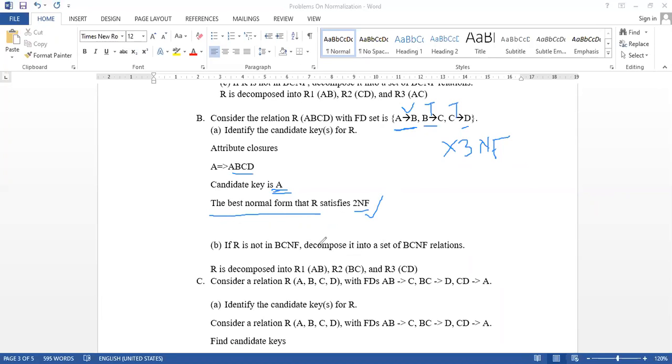Now we have to check whether it is in BCNF or not. So what is the definition of BCNF?